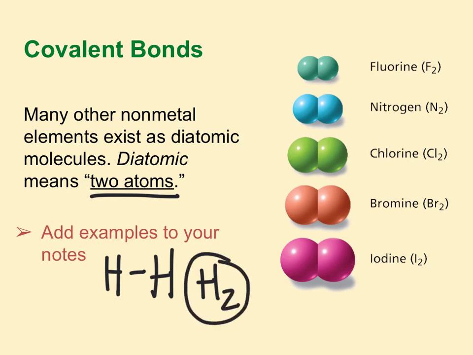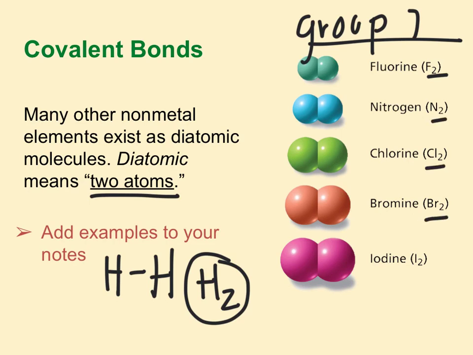This happens very commonly with elements in group 7. Group 7 can easily bond together with themselves. They're very close to 8 and they both have 1 open pair. So we can see here fluorine, nitrogen, chlorine, bromine, iodine. All these are part of group 7 and can join as a diatomic pair where I have 2 atoms of the same element. Go ahead and make sure you have a couple examples listed in your notes.